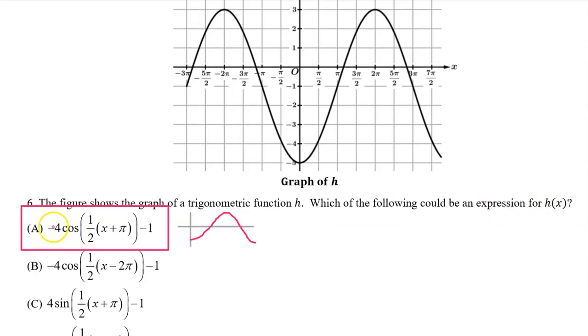With this negative a value, option A is an upside down cosine function, so the first period should look like this. The c value is positive pi, therefore the phase shift is negative pi. So one period of the graph of h should start right here at negative pi. However, if I trace out one period starting at negative pi, I get this upside down sine function shape, not an upside down cosine shape. So A cannot be the answer.